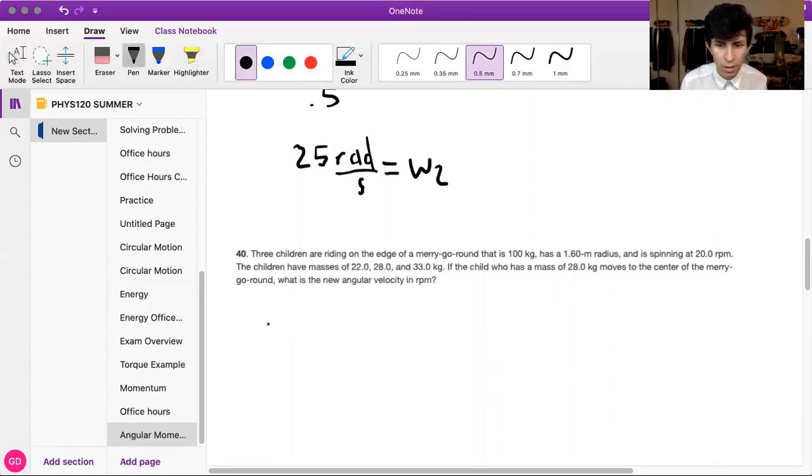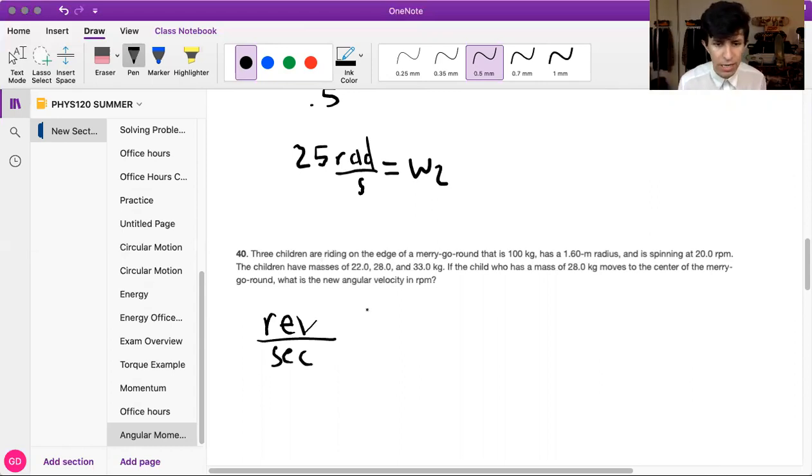Revolutions per second. Whenever you see the word per, it's like miles per hour. The per just tells you it's a fraction.